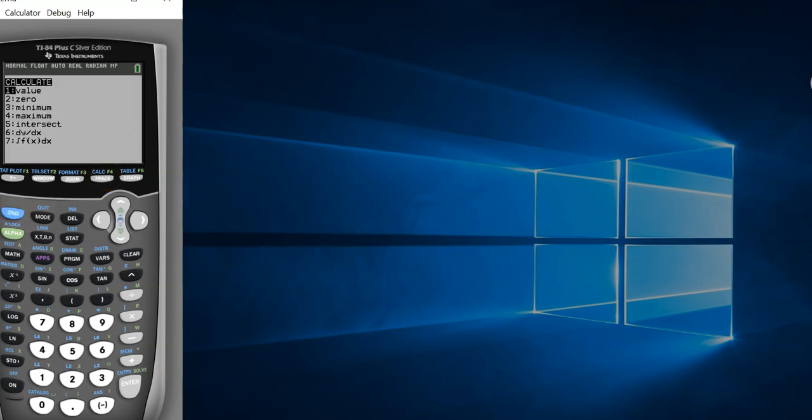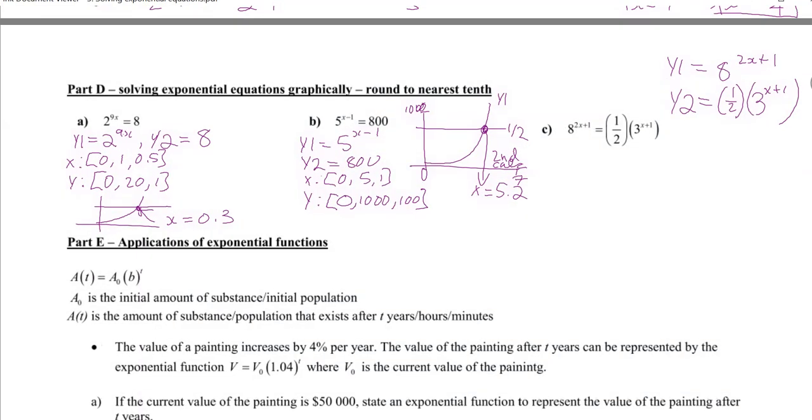Second calc, so we want the intersect, and we'll move over to here and say, can you find one over here? And yeah, it did, -0.547, so -0.5. Right, go back here. X is equal to -0.5. That's rounded to the nearest 10.